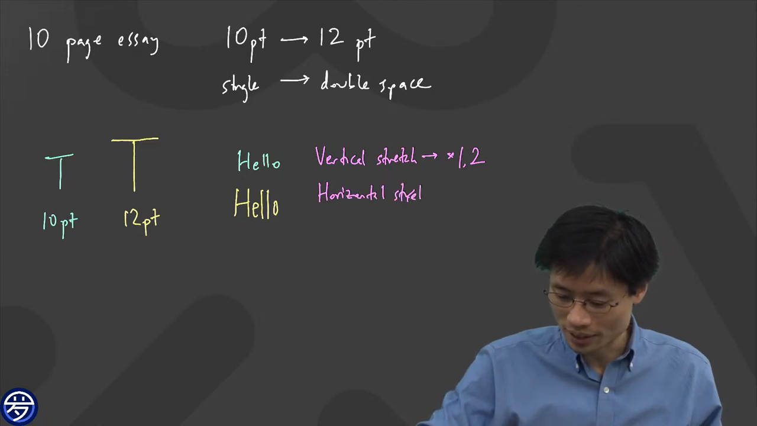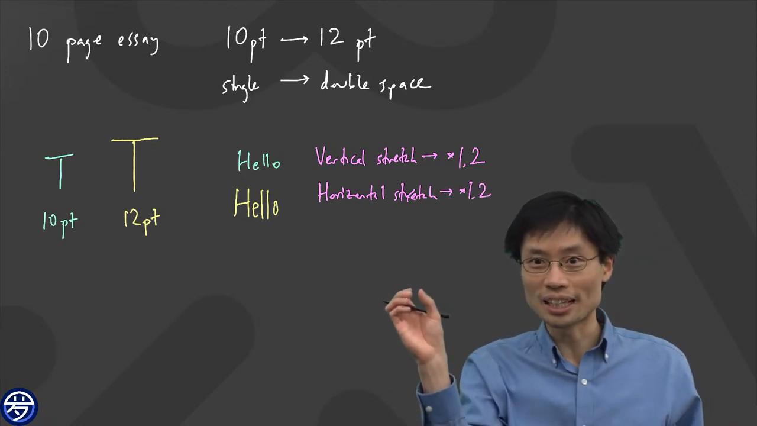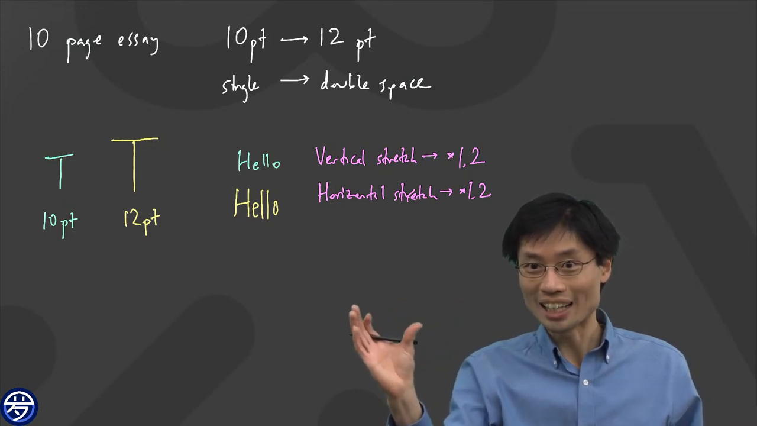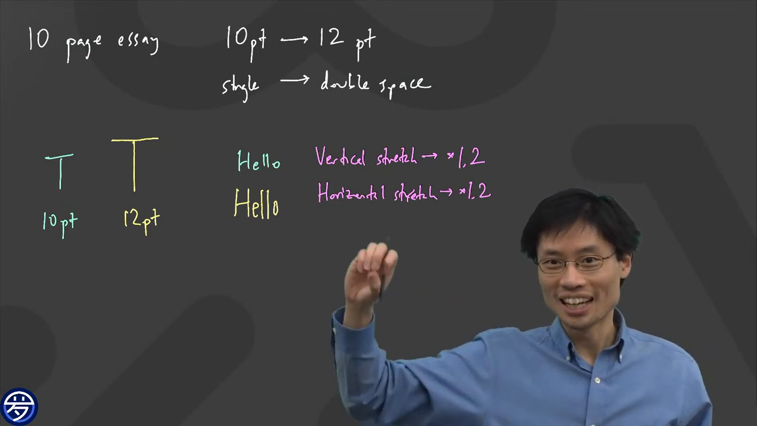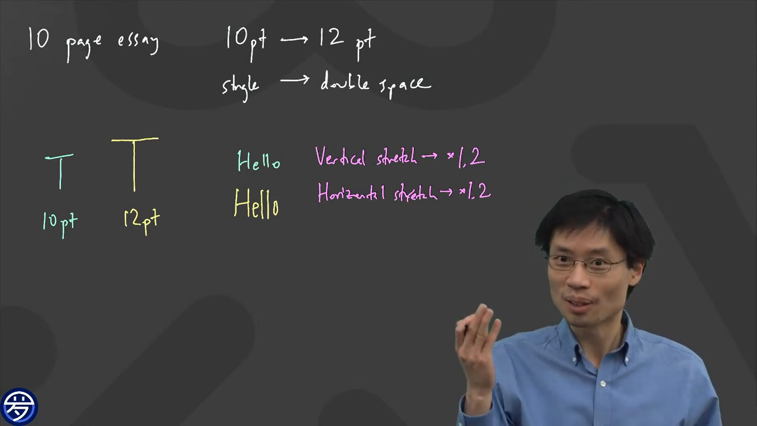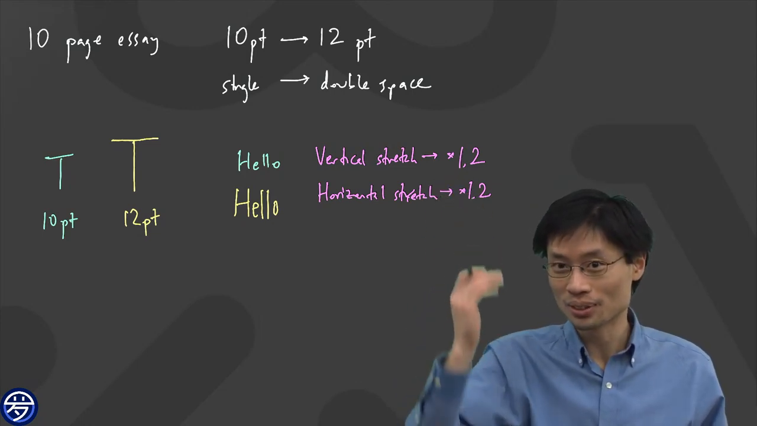Horizontal stretch. It's also going to be a times 1.2, and that's because each of your letters is also somehow wider. So now if you're both wider and taller, what happens? You have to multiply both of them. So it's times 1.2 times 1.2.